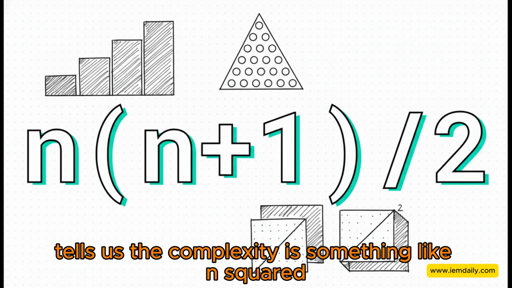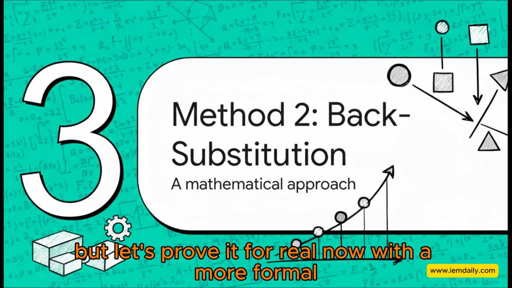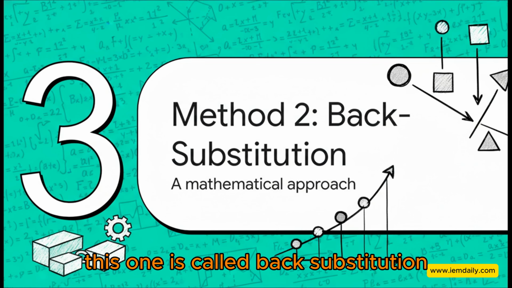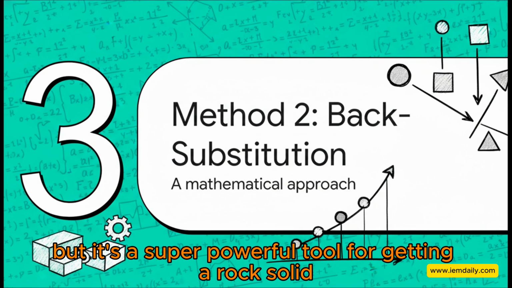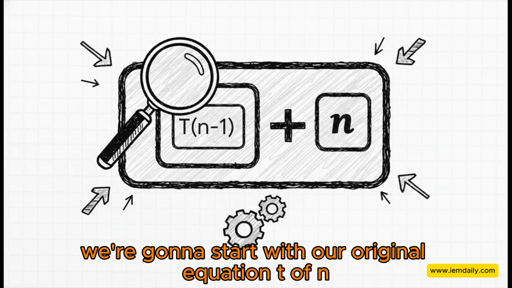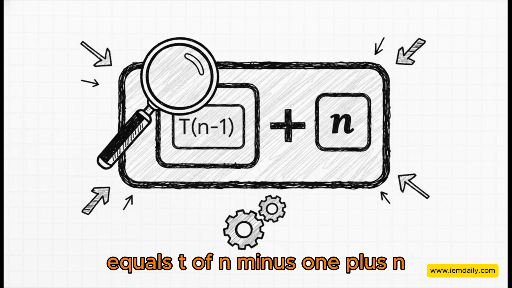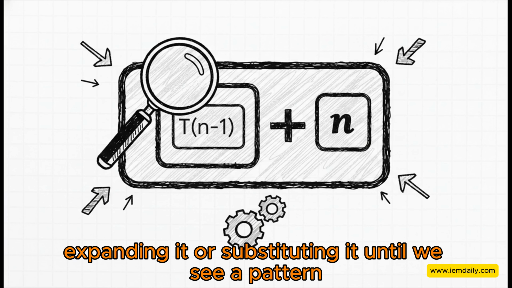Okay, so the tree gave us a pretty strong hint that the answer is n squared, but let's prove it for real now with a more formal mathematical technique. This one is called back substitution. It's less about drawing and more about pure algebra, but it's a super powerful tool for getting a rock-solid answer. So, just like before, we're going to start with our original equation, T of n equals T of n minus 1 plus n. The whole goal of this method is to eliminate that recursive T of n minus 1 part. We're going to do that by repeatedly expanding it or substituting it until we see a pattern.